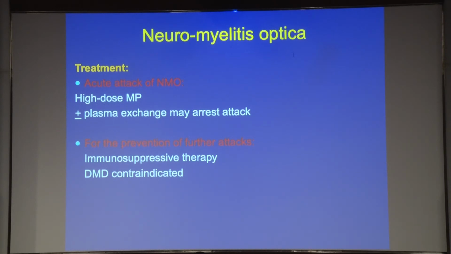And of course, you remember that for prevention of further attacks in NMO, immunosuppressive therapy has to be used. Disease-modifying agents that are beneficial for preventing development of multiple sclerosis in the long term are actually contraindicated and have resulted in poor long-term prognosis in patients with NMO.